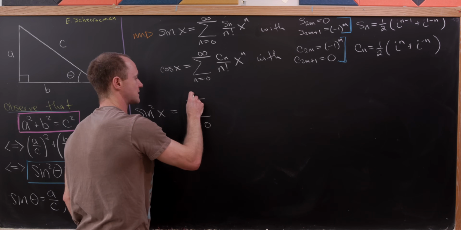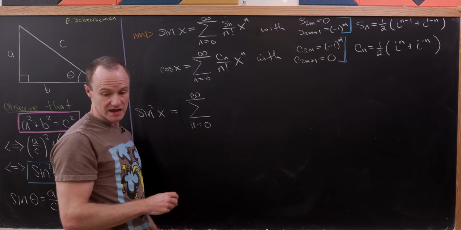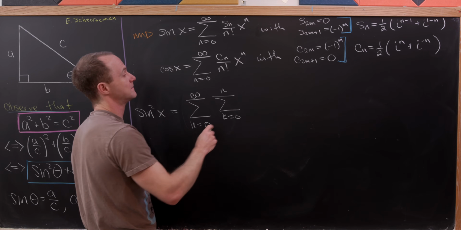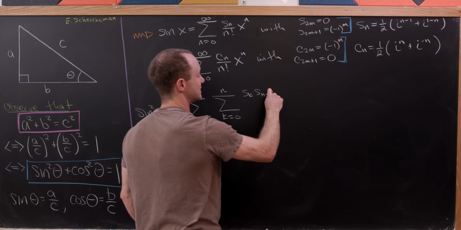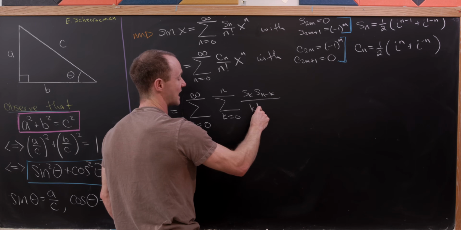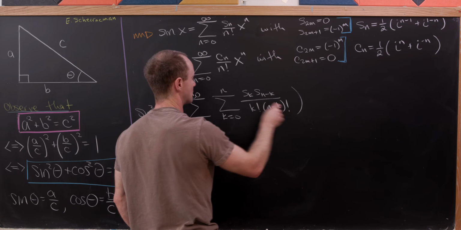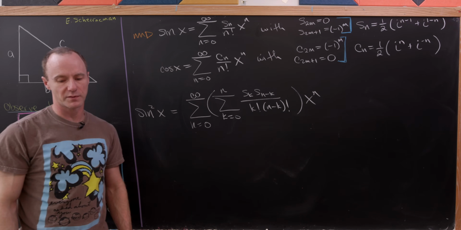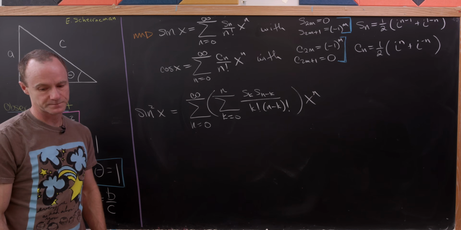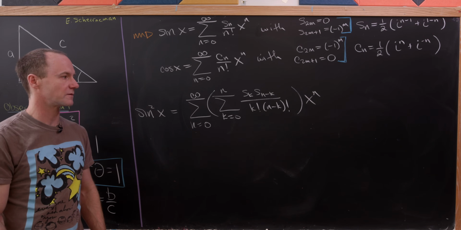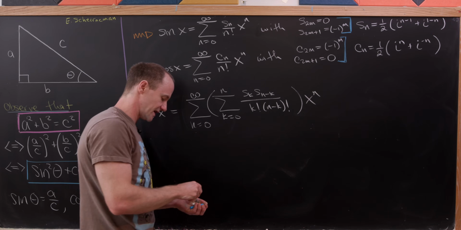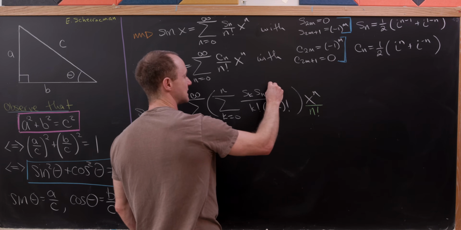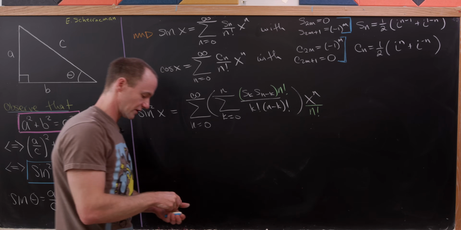So the sum as n goes from 0 to infinity, and then after that, it'll be the sum as k goes from 0 to n of S_k times S_{n-k} over k factorial times (n-k) factorial, and then we have an x^n out here. So again, that's the standard formula for multiplying series. I'll let you guys check that out if you need to. Okay, so now where are we going to go from here? Well, what I'd like to do is take an n factorial, multiply it in the denominator right there, and then likewise multiply it in the numerator right there.